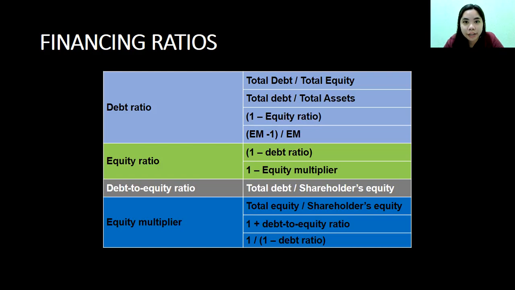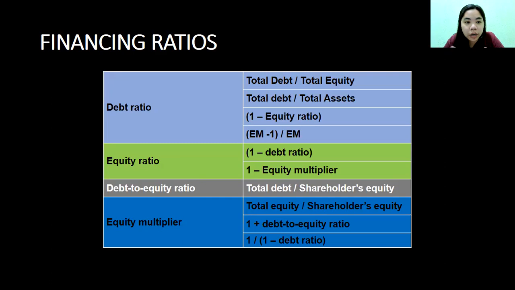I have an example, but this is just to present the formulas first. We're done with the debt ratio. Next, the equity ratio, which is 1 less the debt ratio. The equity ratio is the ratio of the shareholders from our assets. That is why it is 1 less the debt ratio. So we get the equity ratio, the residual. Then 1 minus equity multiplier. Equity multiplier, let's discuss that in our example so we can understand it.